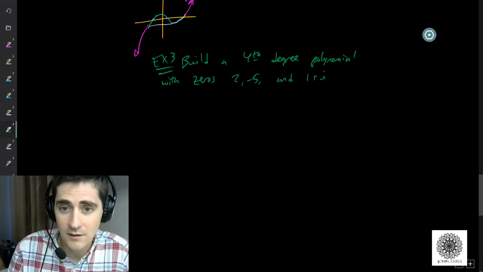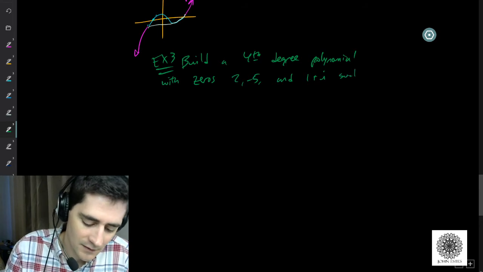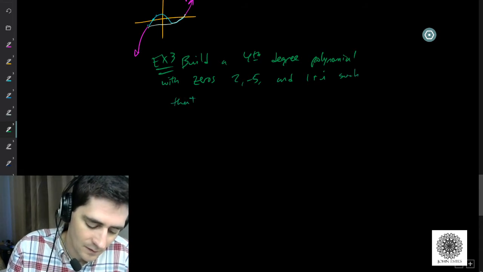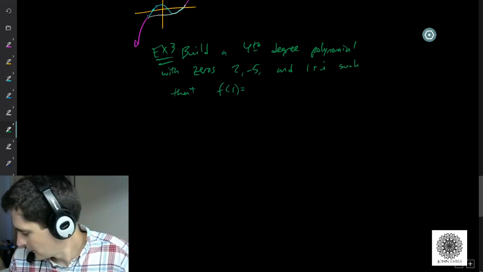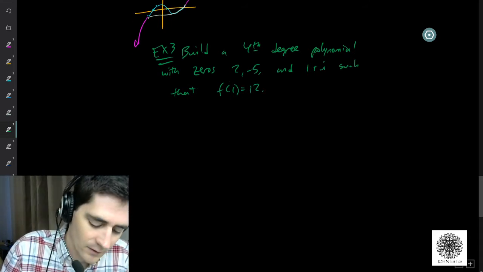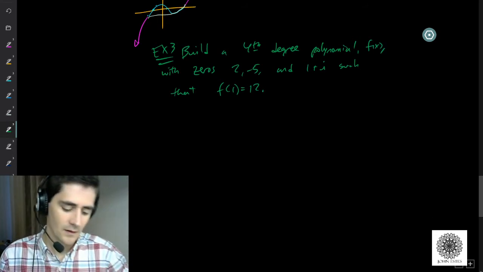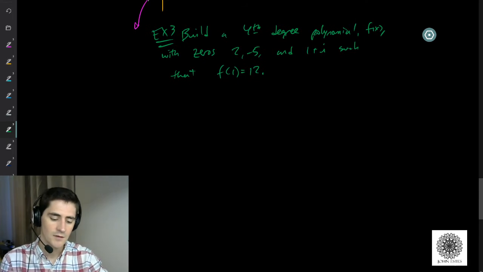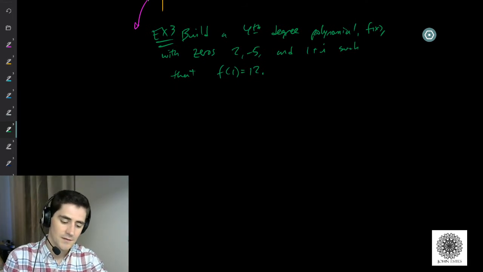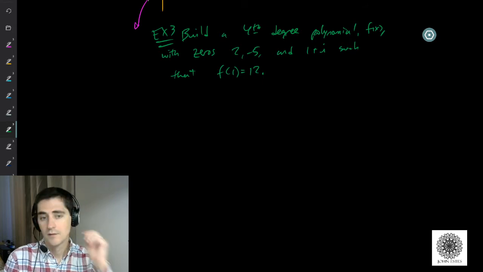Okay, and the other thing that we want to know, such that when I plug in the value 1 into this polynomial f, and we are calling this f of x, we want to get 12. So we want to build a fourth degree polynomial with these 3 zeros that passes through the point f of 1 equals 12.